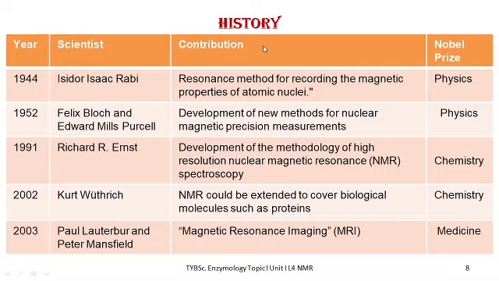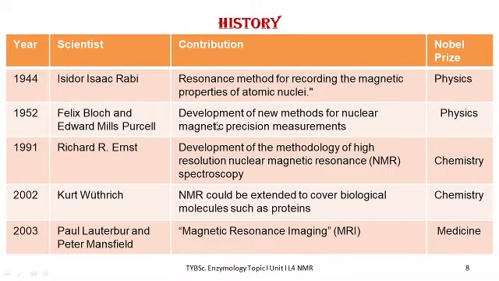To come down to the history of nuclear magnetic resonance, we are going to be grateful for some important contributions of the scientists which have led to the development of nuclear magnetic resonance spectroscopy. First one is Rabi, who contributed to the resonance method for recording the magnetic properties of atomic nuclei. He was the first one to find that atomic nuclei can resonate. And for this contribution, he was awarded a Nobel Prize in Physics in the year 1954.